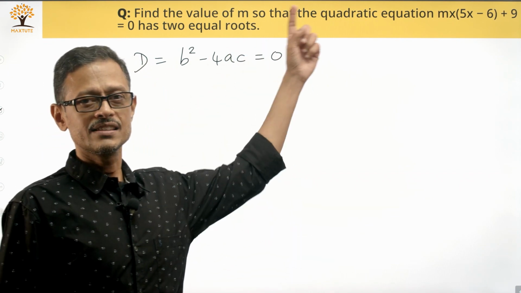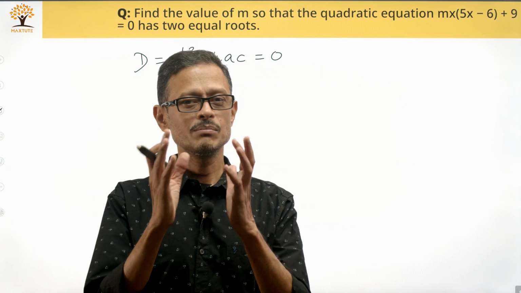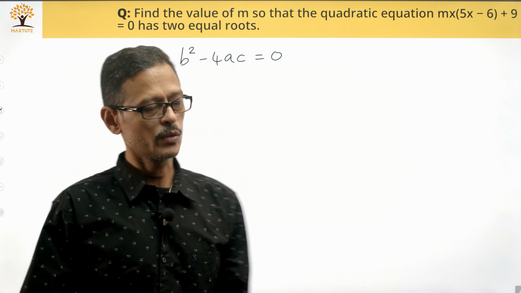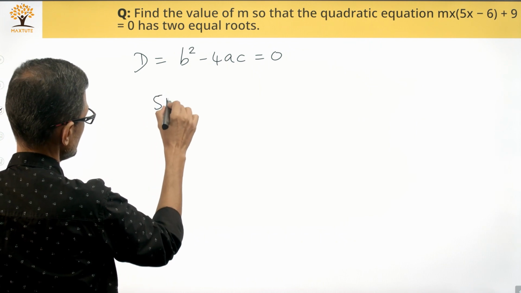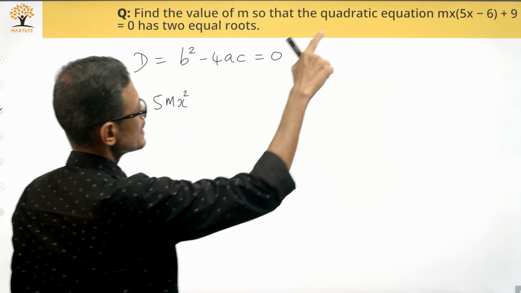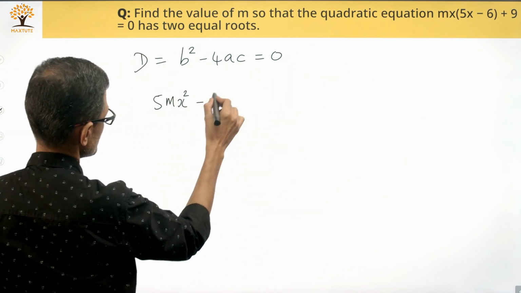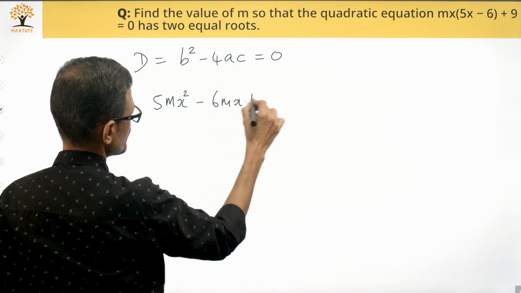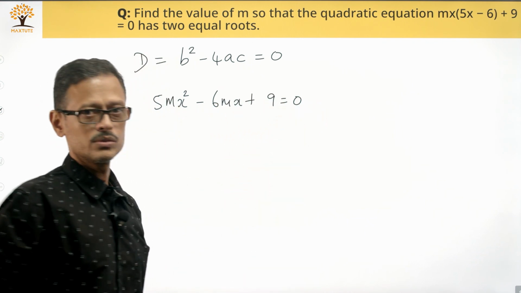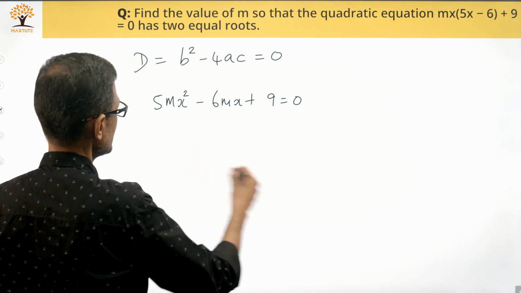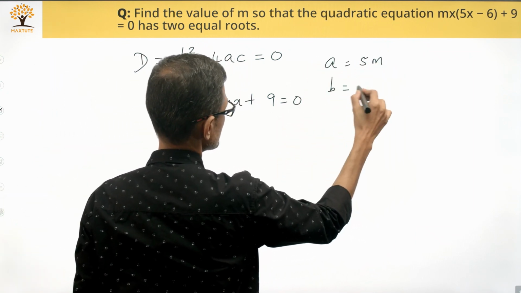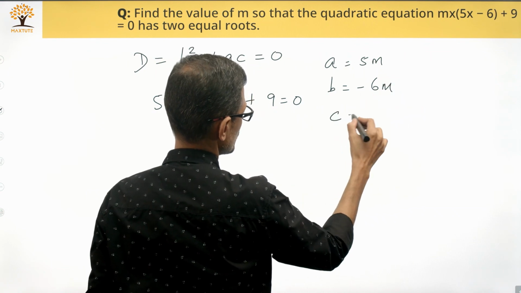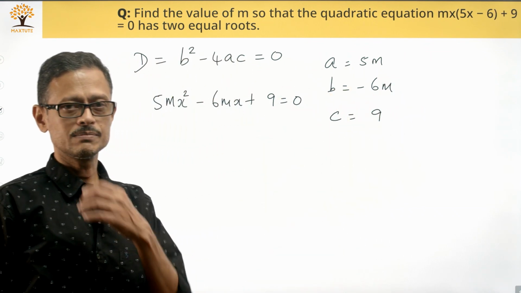So let's write this quadratic equation to resemble the ax square plus bx plus c format. We have mx times 5x, which is going to make it 5mx square, mx into minus 6, which is minus 6mx, plus 9 equals 0. This is a quadratic equation. So what's a in this equation? a is equal to 5m. What is b in this equation? b is minus 6m. And what is c in this equation? c is equal to 9.